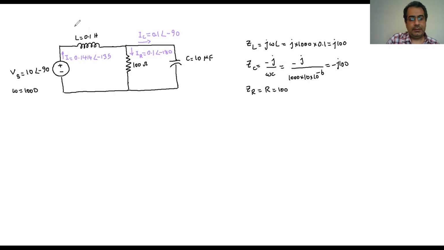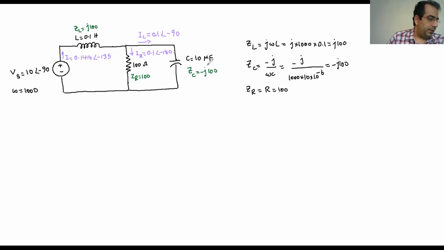So I know that the ZL is going to be j100, the Z at C is going to be negative j100, and the Z for the R is just 100. Now that I have this, I can go ahead and start to calculate the power in this circuit.